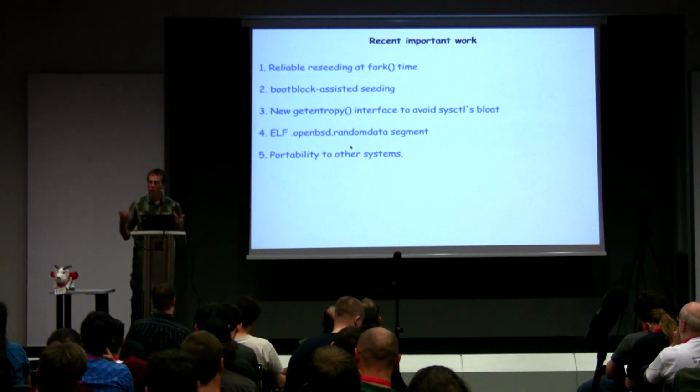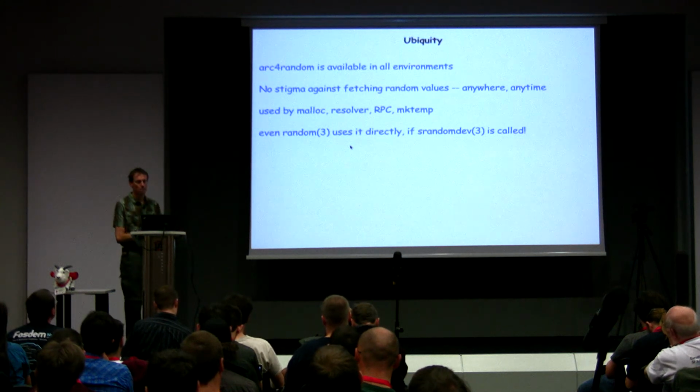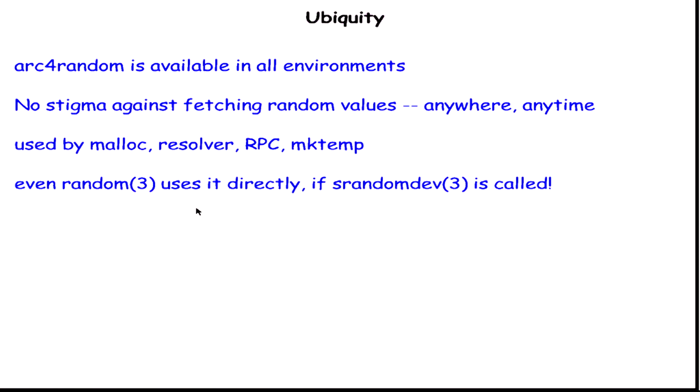And we have these random data segments that we actually now use inside our kernel and inside all of our applications to provide data without actually asking at a system call layer. And we've been working on portability to other systems. So it's available in lots and lots of places. And anybody can use it for anything.